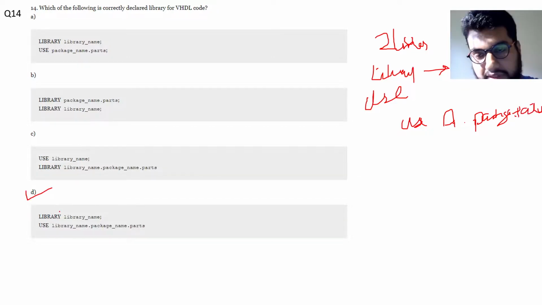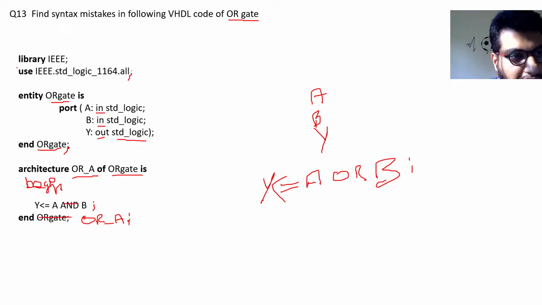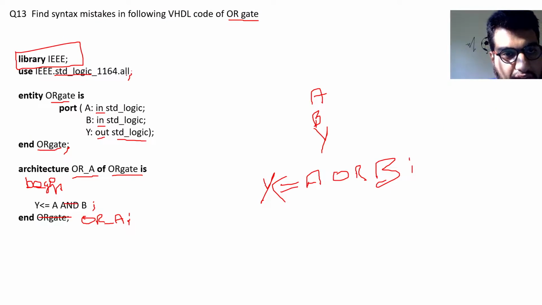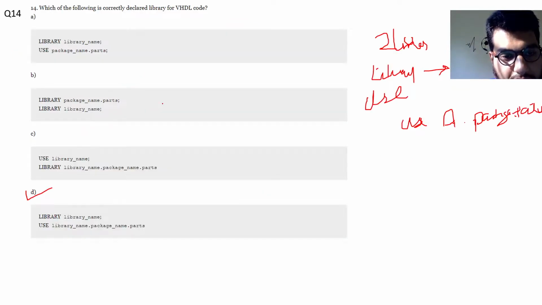If you refer to the previous example, we have this library IEEE, so I'm using this library IEEE, and then in this IEEE I'm using this package std_logic_1164, correct? And with the dot all statement, I'm specifying that I'll be using all parts of that package. So this was just to give a brief idea about the syntax.